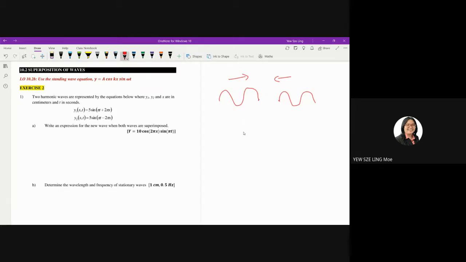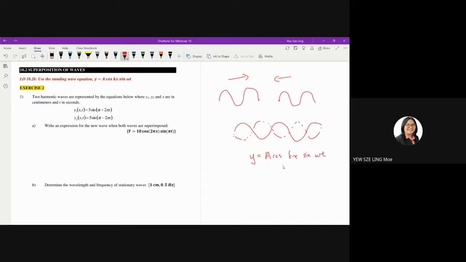So at one point you'll get a wave that seems like it is not moving, and that's what we call a standing wave. The wave that seems like it is static, it is not moving, it is oscillating at its maximum amplitude. So when you come to this case, what are the equations that we're going to have? Now we have a new equation called y equals A cos kx sine omega t.